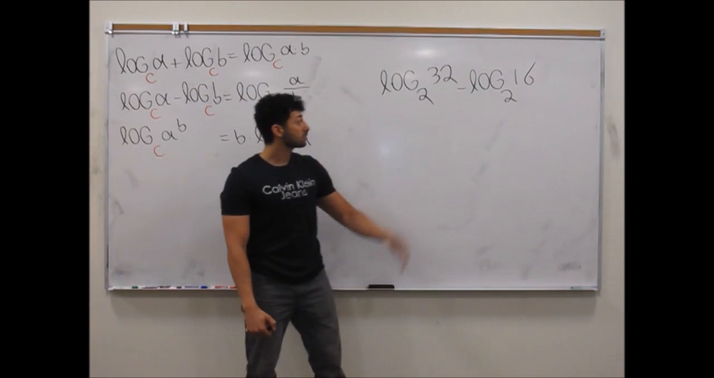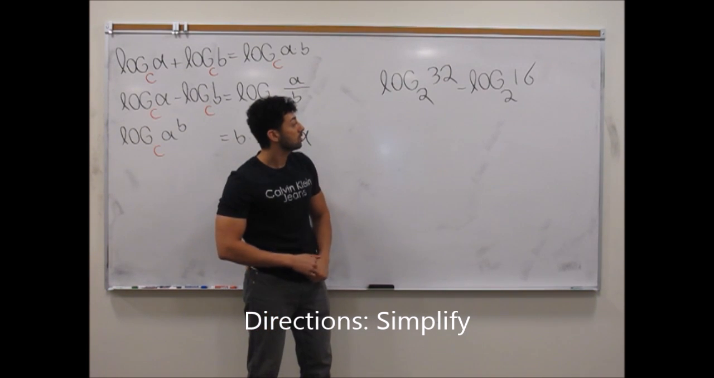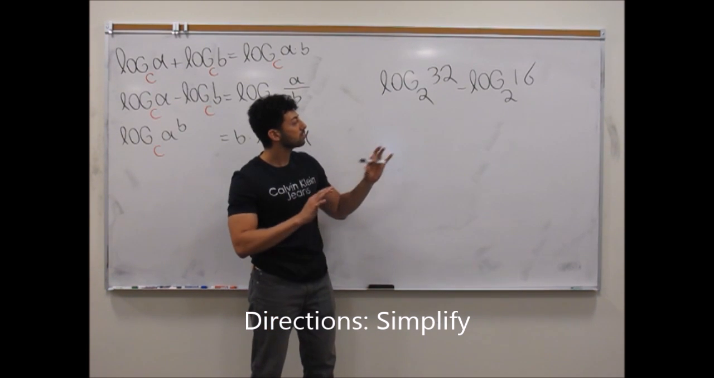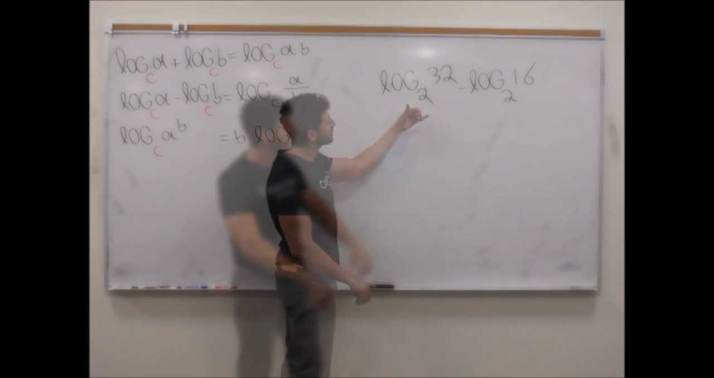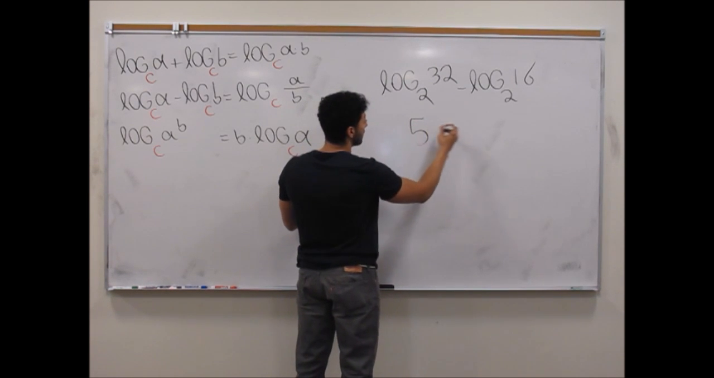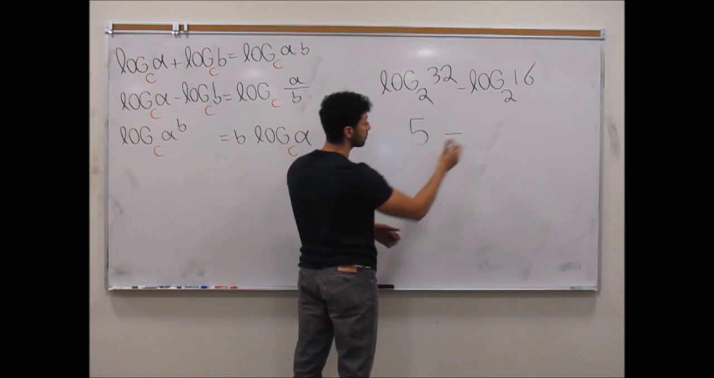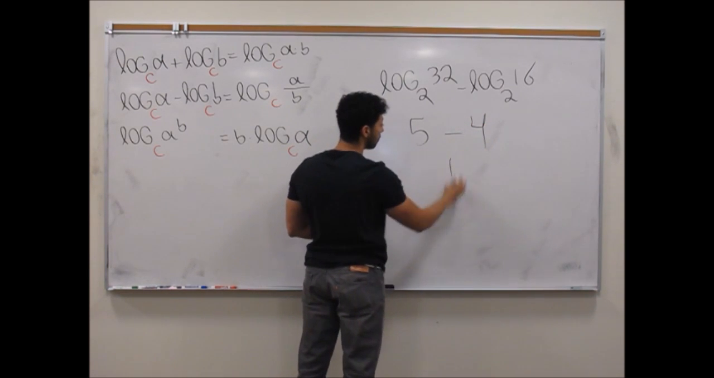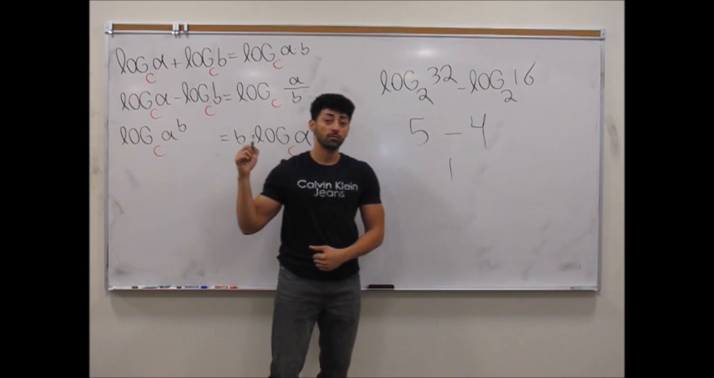Alright, so here's another example. Notice they have the same base. But you know what? We don't know these log properties for a second. Let's just do it. This is saying 2 to what power is 32, which would be 5. And this is saying 2 to what power is 16, which is 4. So 5 minus 4 would be 1, if we wanted to do this without the log properties.